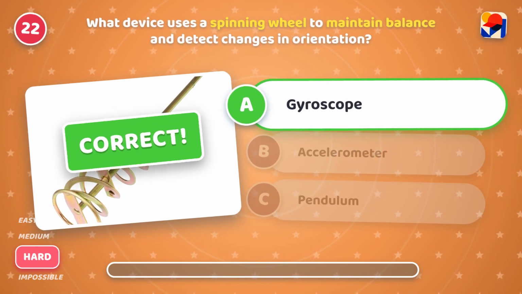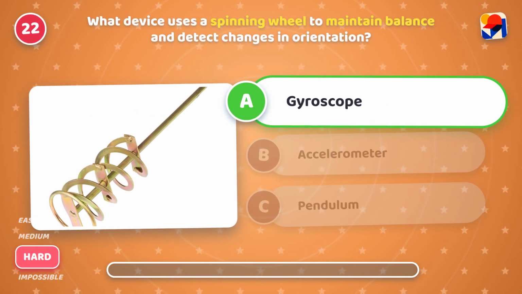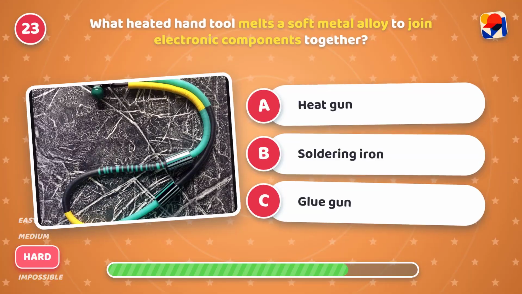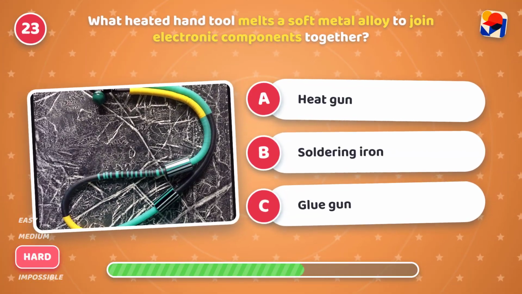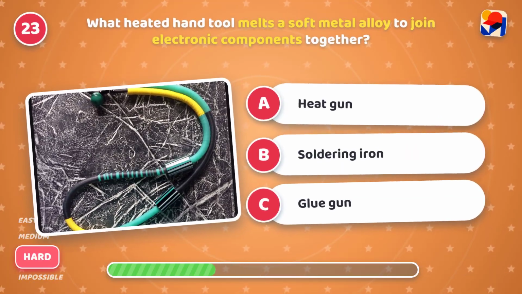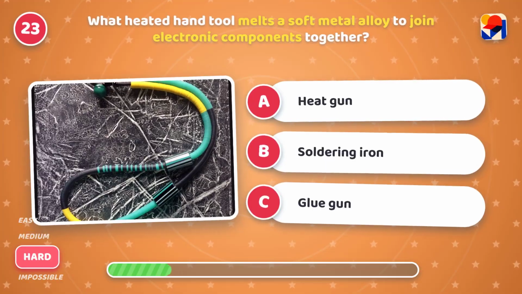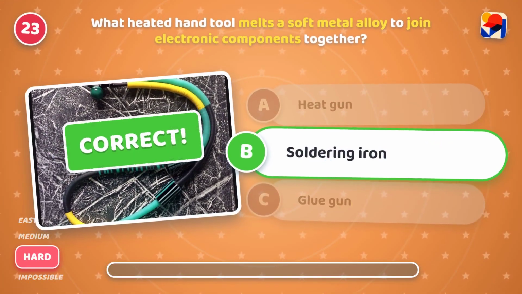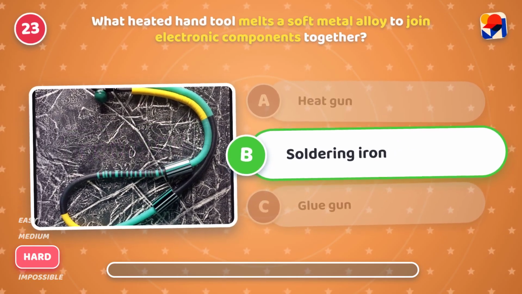It's A, gyroscope. It helps maintain balance. What heated hand tool melts a soft metal alloy to join electronic components together? Is it A, heat gun, B, soldering iron, or C, glue gun? It's B, soldering iron. It melts metal solder.